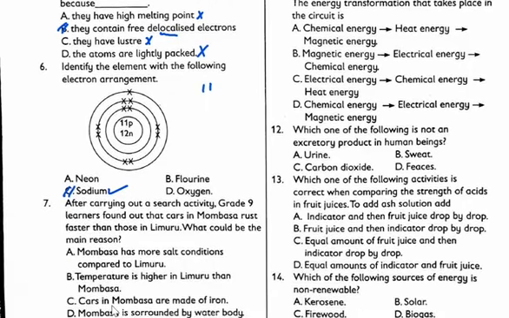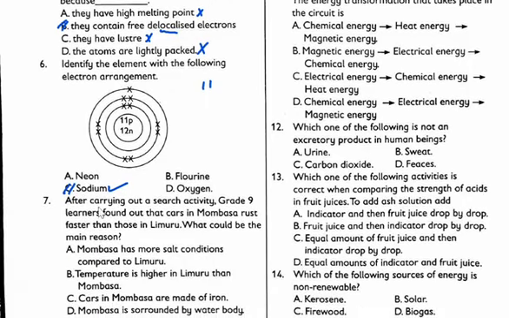We continue to question number 7. After carrying out such activity, grade 9 learners found out that cars in Mombasa rust faster than those in Limuru. What could be the main reason? A, Mombasa has more salt conditions compared to Limuru. B, temperature is high in Limuru than Mombasa. C, cars in Mombasa are made of iron. D, Mombasa is surrounded by water body.